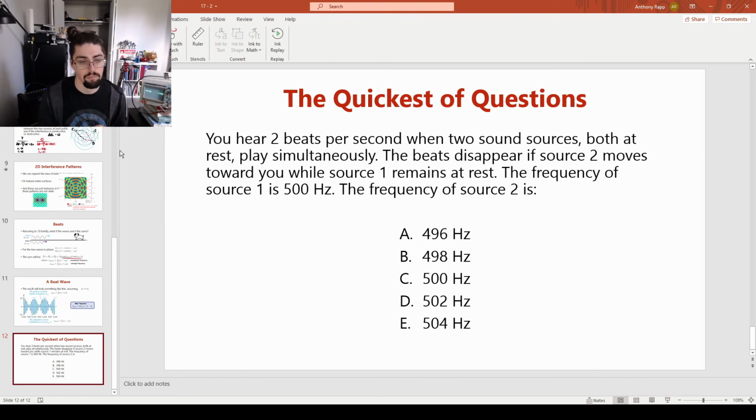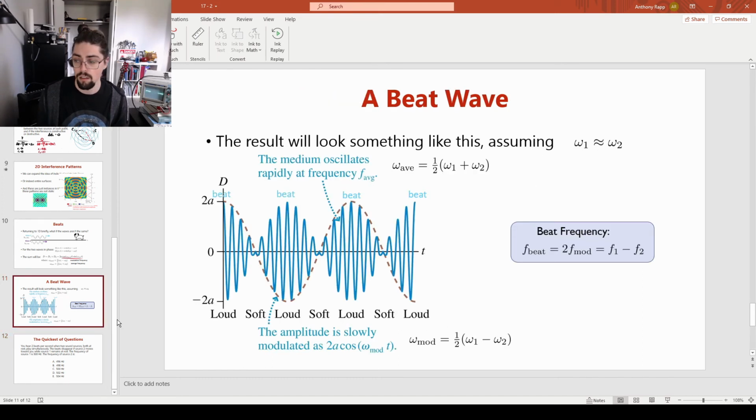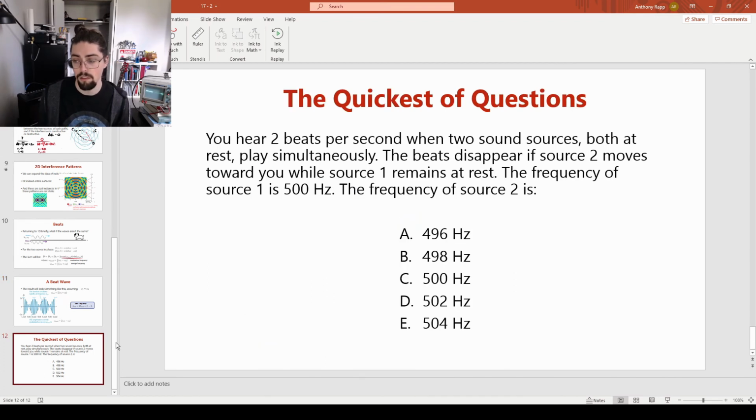Okay, so let me walk through what I'm thinking with this. Two sound sources, both at rest. I've got two speakers in front of me, one going at 500 hertz, but I hear a beating frequency of 2 hertz. 2 beats per second. That tells me right off the bat the difference between 500 and my second source is 2 hertz. I've isolated down. My answer is either going to be 498 or 502. What happens in the Doppler shift when a source starts moving towards you?